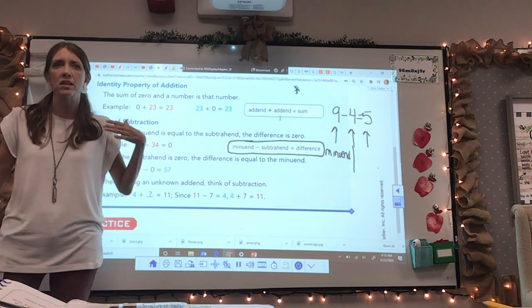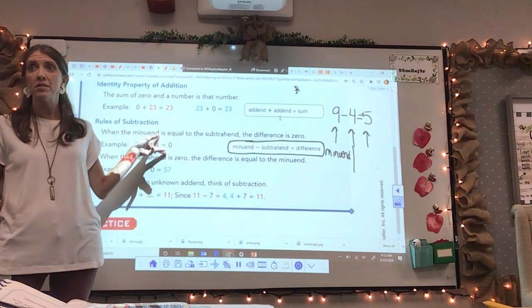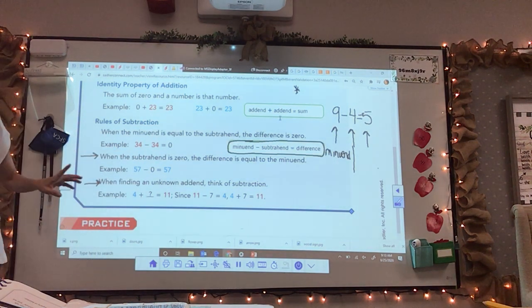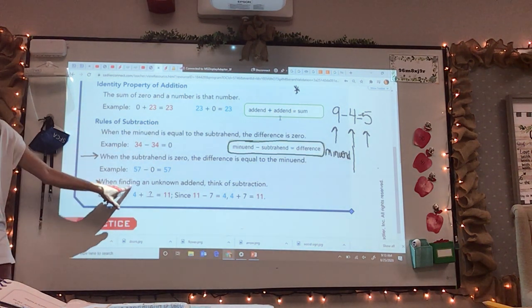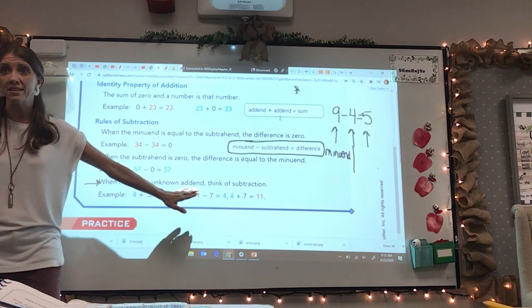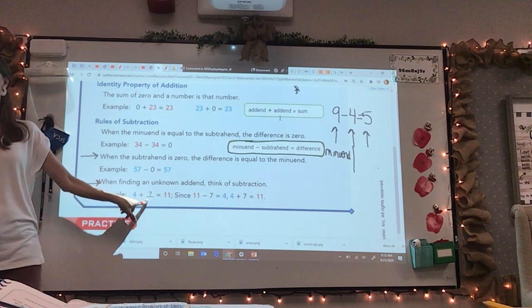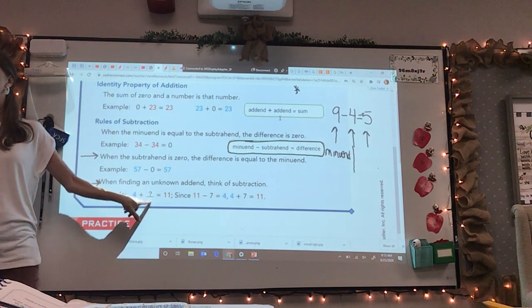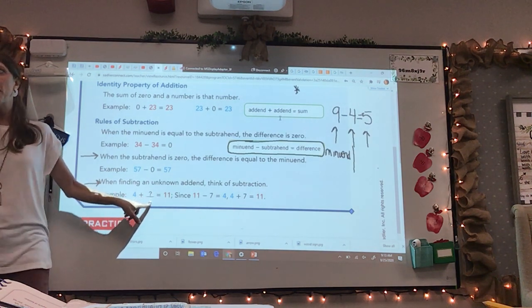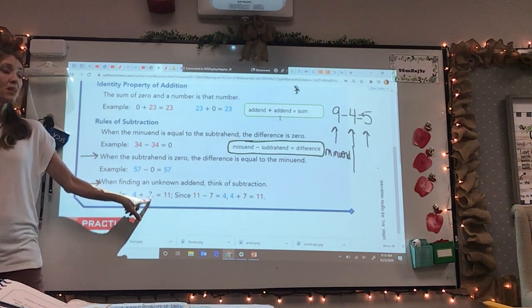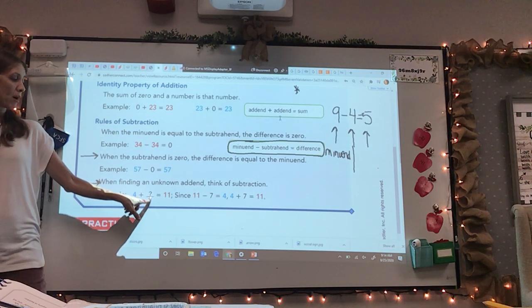This is probably the one that is the hardest. These two are pretty simple. You really don't need a rule for those. This one, you've learned this, but let's do a recap. When finding an unknown addend, okay, so like an addition problem right here. This is an addend, this is an addend. And this one is unknown, right? When you have an unknown addend, you can think of it as a subtraction problem and go backwards.